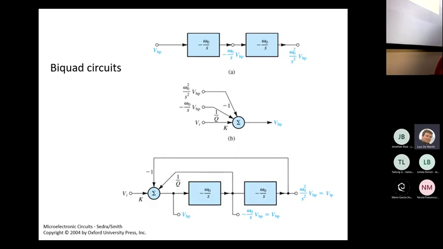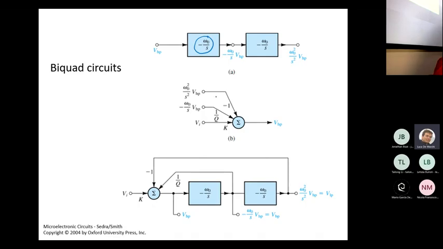So the idea of the biquad circuits is then to apply two integrators in a feedback loop, actually in multiple feedback loops. The first integrator is characterized by this transfer function. It is an inverting integrator, like the one that we have seen in the previous chapter.